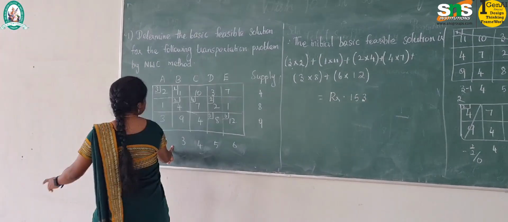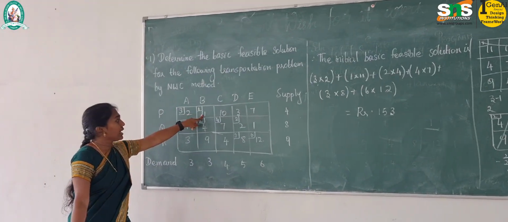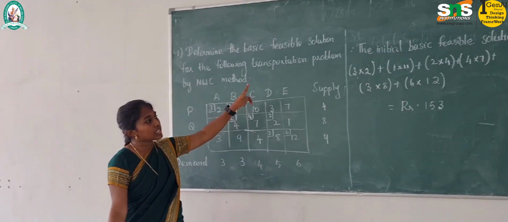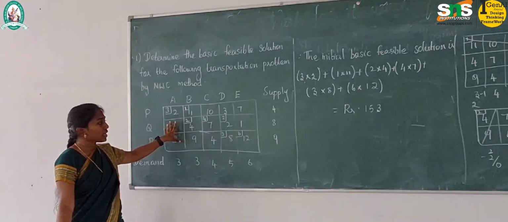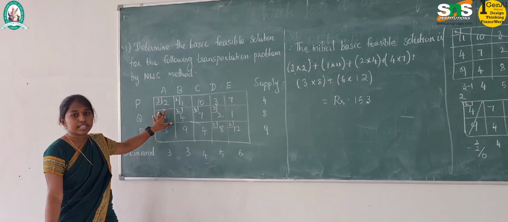substitute in the question itself. In the first step, we are going to allocate the 3 for the 2. And the next one, we are allocating 1 for the 11. By doing all those allocations, we are going to substitute them in the question itself. After that, we are going to find the initial basic feasible solution.